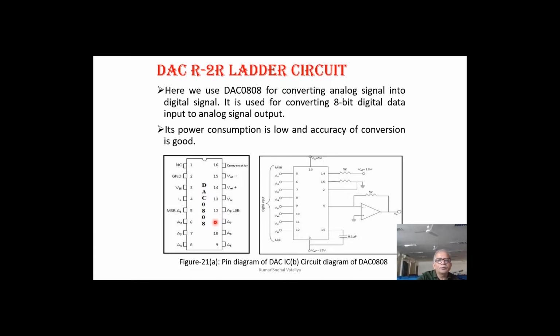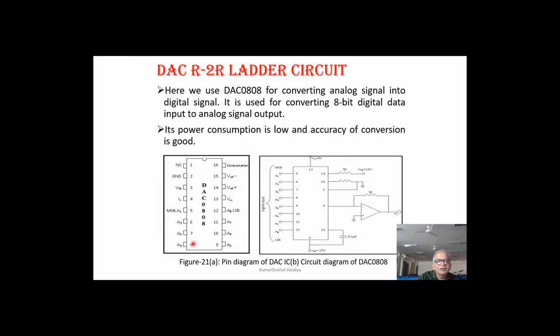8-bit corresponds to 0 to 256 binary numbers, 8 zeros to 8 ones. It corresponds to 2 raised to 8 minus 1, that is 256 levels. You can count from 0 to 255.